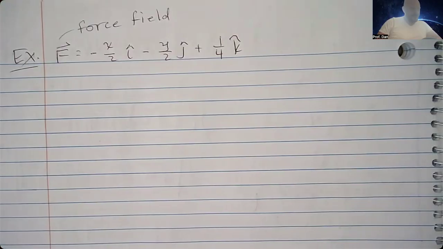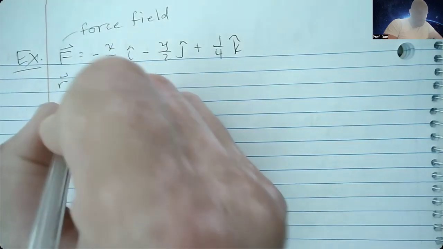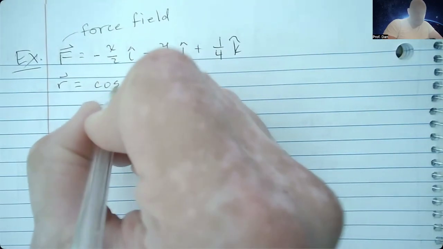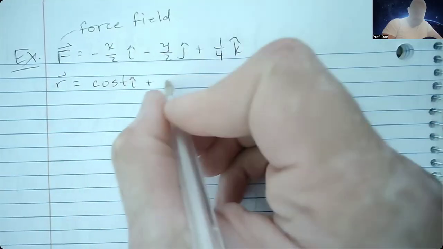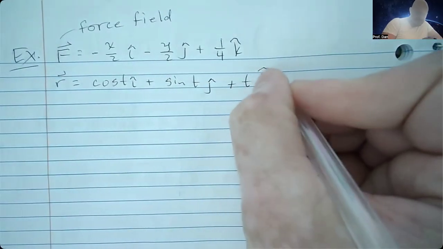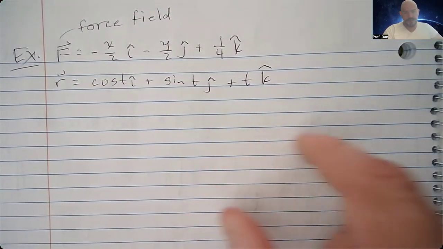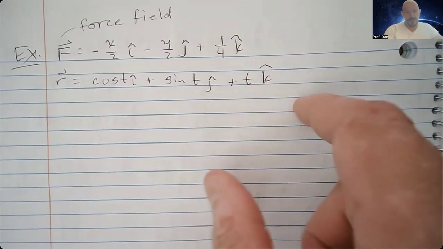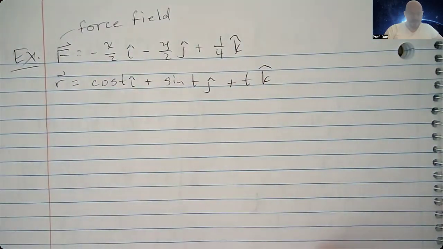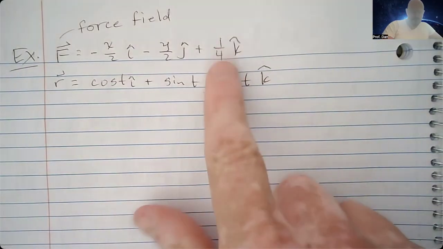So variable force in our x and y direction, constant force in our z direction. And we'll say that the particle is moving along a pathway given by r of t, cosine of t i, plus sine of t j, plus t k. So basically you have an object that's moving along a spiral or a helix with some force acting on it. Right? It could be moving up the helix or down the helix. Actually, it'll be moving up the helix pretty much constantly.